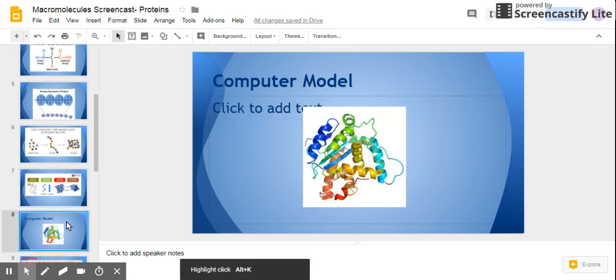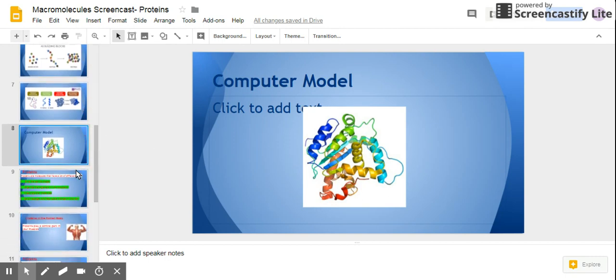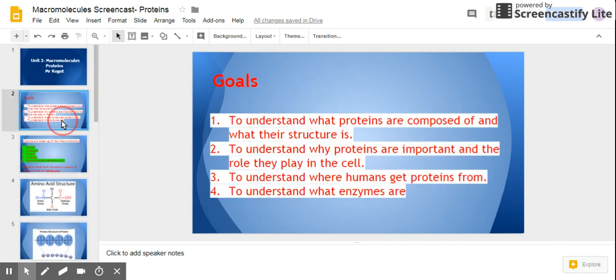And we see that here as well, that it's these larger structures that are attached together. We can see several different individual strands of protein attached together. All right, let's move on to our next goal. And our next goal was to understand why proteins are important and the role they play in the cell.